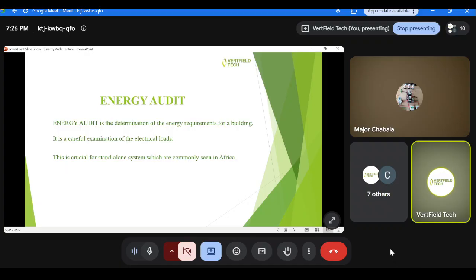Thank you, sir. So, energy audit firstly helps you to know how much energy your facility is consuming by going through the process of knowing the energy consumption of those your appliances. That's what we mean by electrical loads. When we say electrical loads, we are talking about your various appliances. How much energy are they consuming all together?